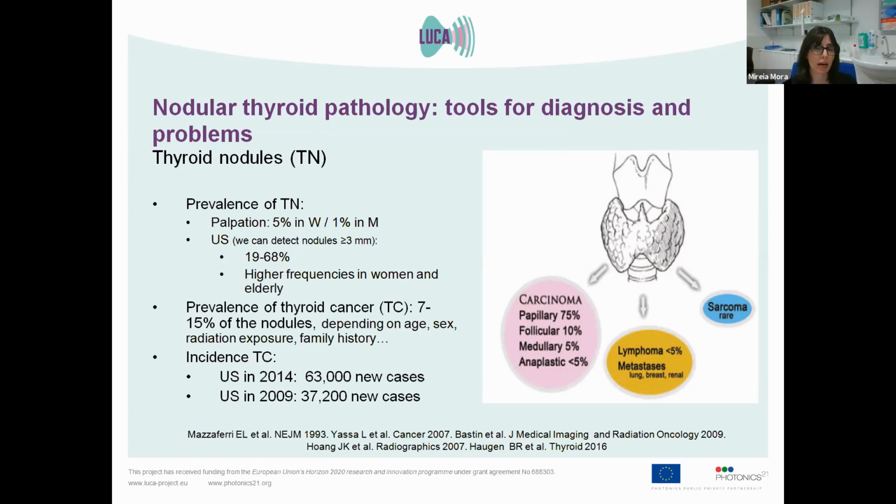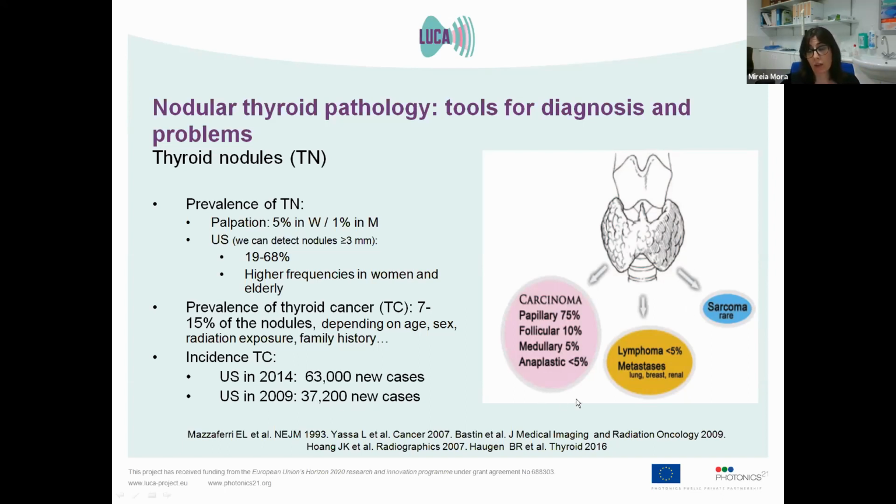We have to take into account that the prevalence of thyroid cancer is between 7 and 50% of nodules, and this prevalence changes between sex, age, and also radiation exposure or family history. And also an interesting piece of data is that the incidence of thyroid cancer is increasing a lot. Here we have some data from the United States in which you can see that in 5 years, we have almost duplicated the number of new cases.